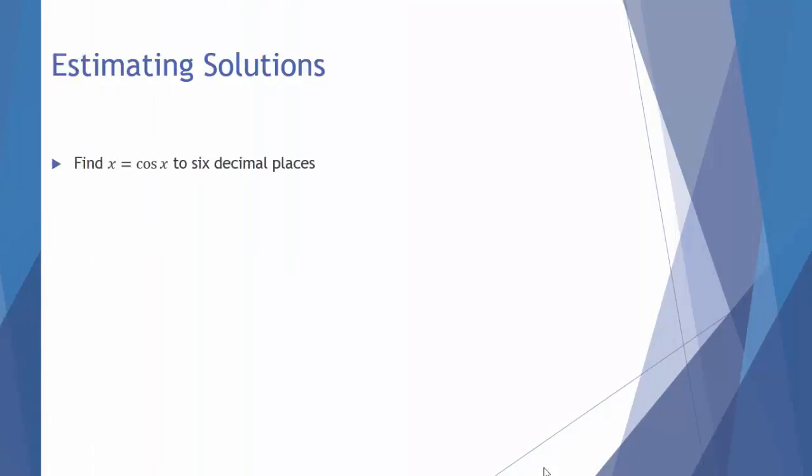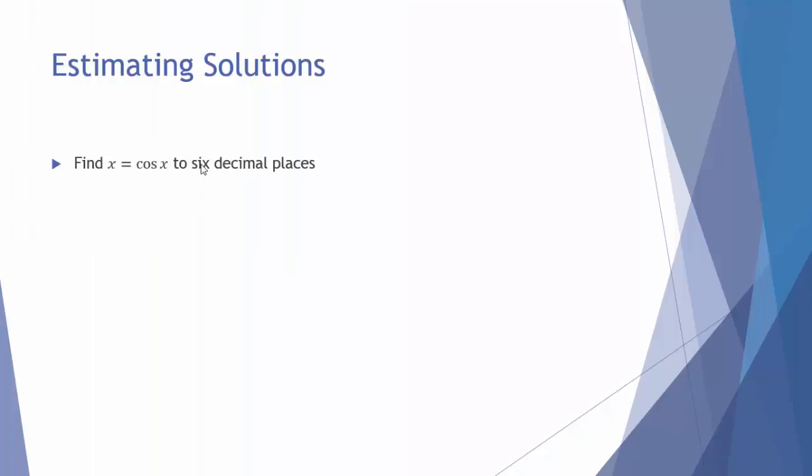Let's do one more that's similar. Find x equals cosine x to 6 decimal places. This one, we've already got an equation, which means we're going to be able to form our function. We just need this set equal to 0 because we're looking for solutions. We're looking for roots here. So we need to rethink of this as cosine x minus x equals 0, which tells us f of x, our function, is cosine x minus x, and we will need our derivative for this. So the derivative will be negative sine x minus 1.